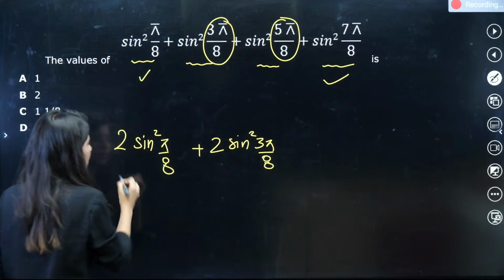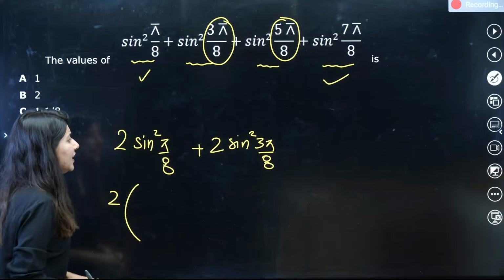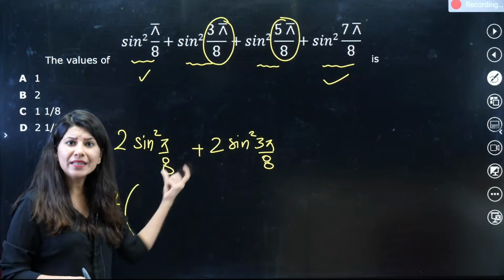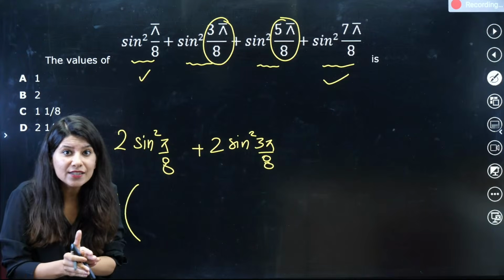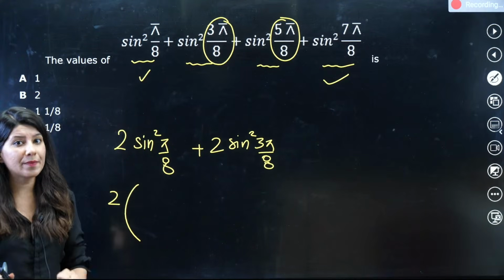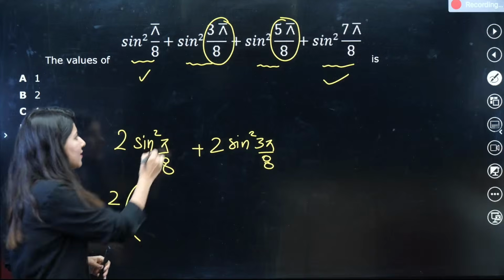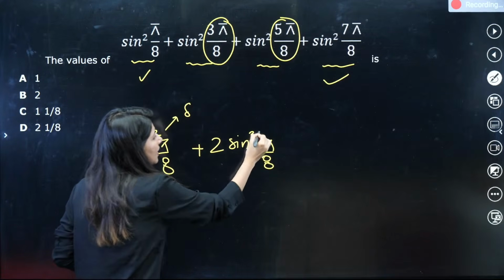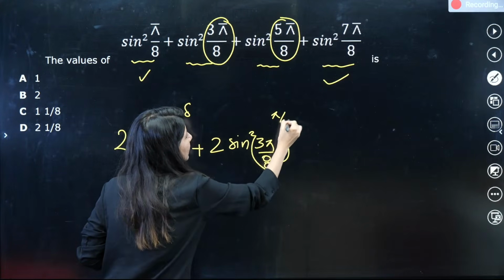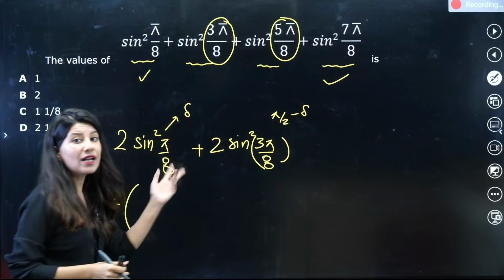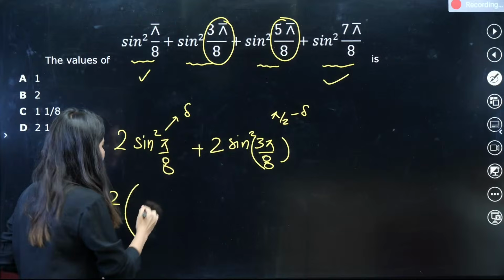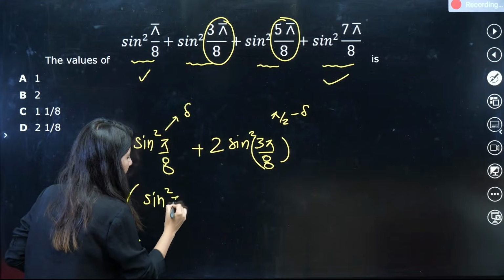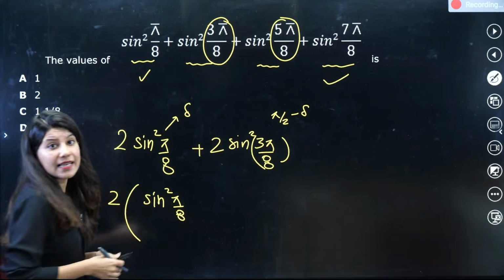Now what you can do is take 2 common. Can you see the relation between these two angles? So pi by 8 and 3 pi by 8. If you add these two angles, you are going to get 4 pi by 8, which is pi by 2. That means if one angle is delta, this angle will be pi by 2 minus delta, right? These two are complementary angles, right? So this is sin square pi by 8, or we can say sin square delta.